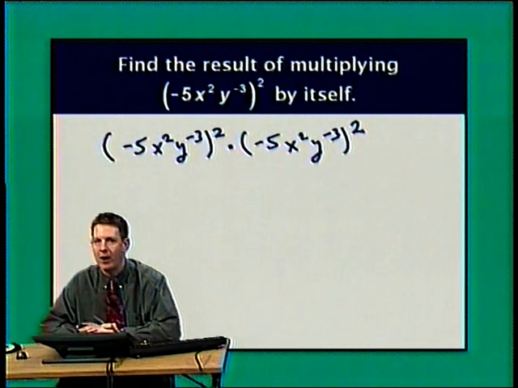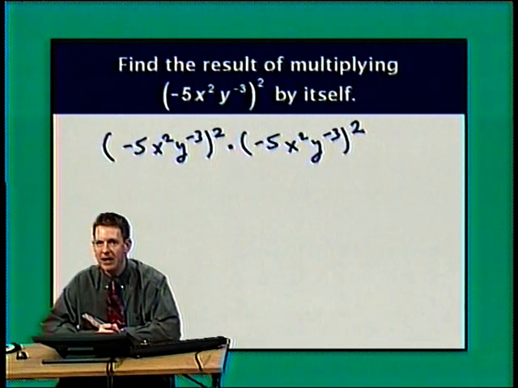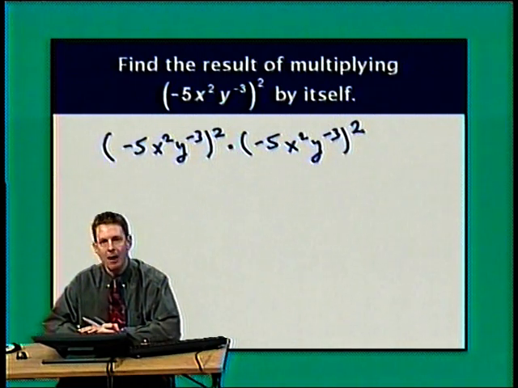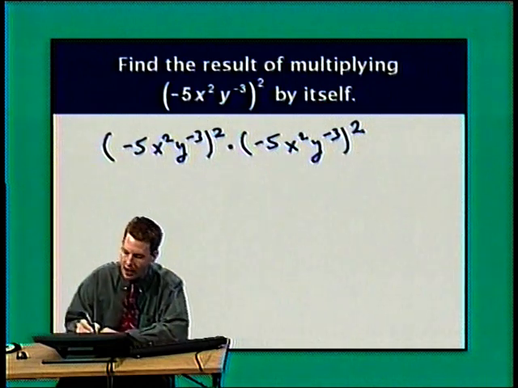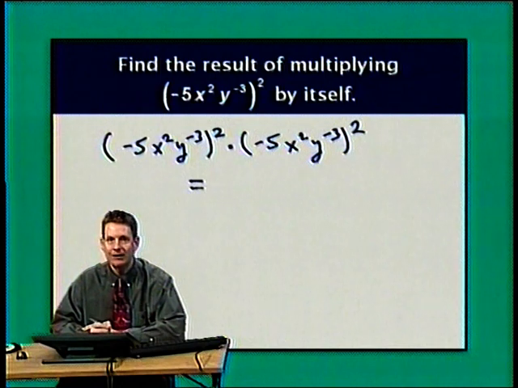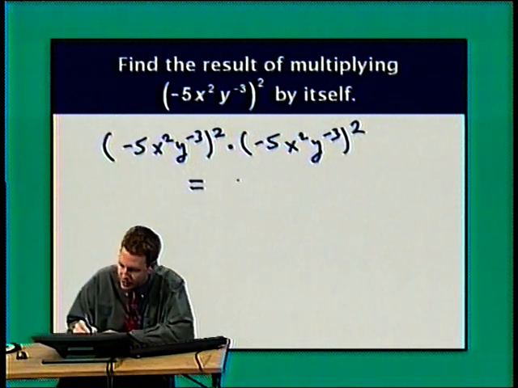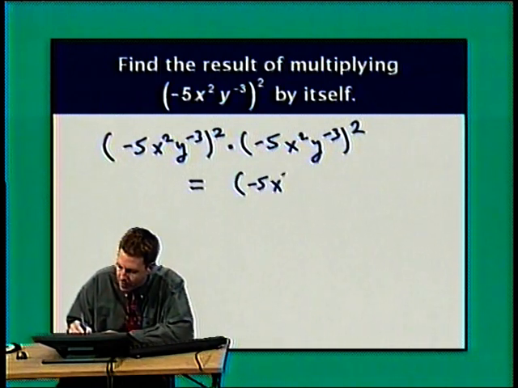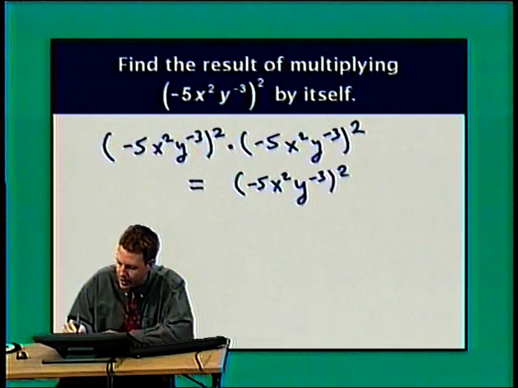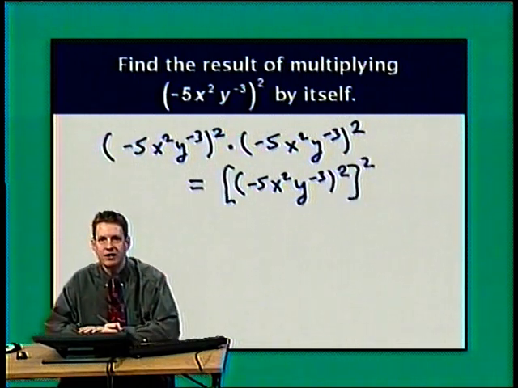There's more than one way I can approach this problem. The first thing I want to point out is that I can go ahead and immediately begin using my rules of exponents. I can do that because there is no addition nor any subtraction going on inside the base. I think the first thing I'm going to do is use the fact that a times a can be written as a squared. So I can take this expression and just write down one of my expressions of negative 5x squared y to the negative 3 squared, and then I can square that expression.